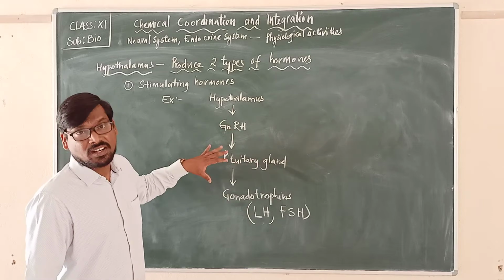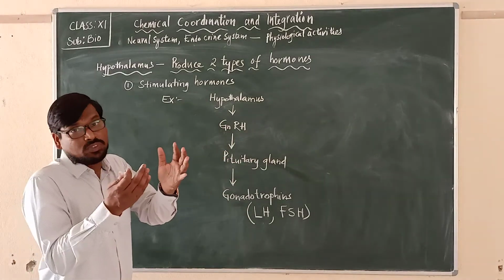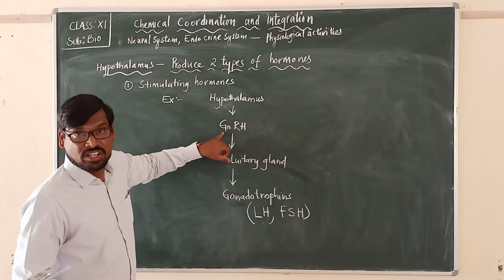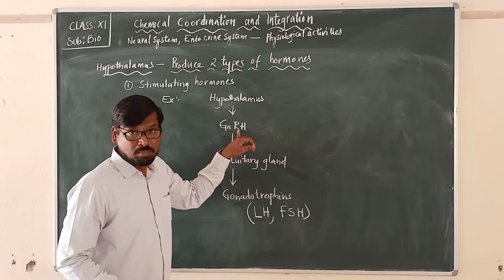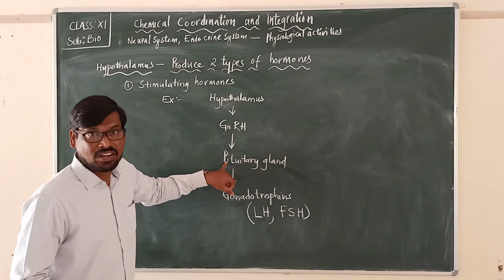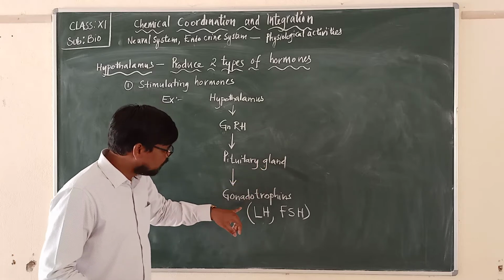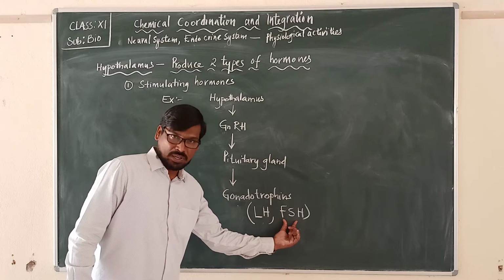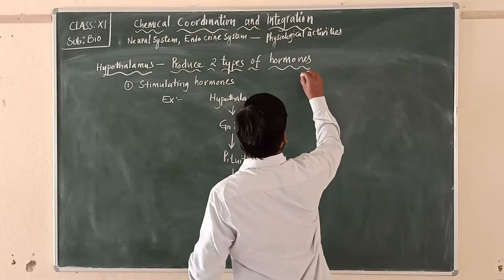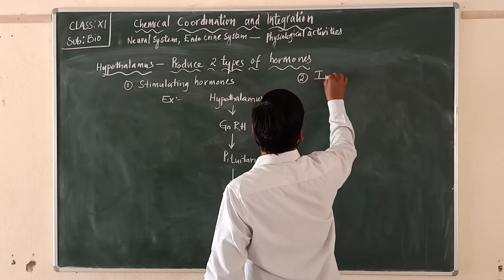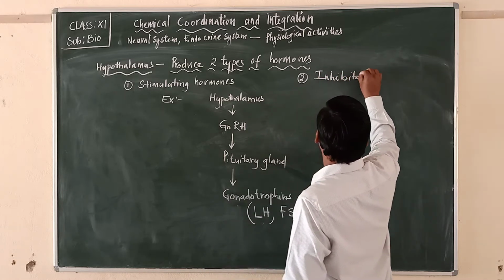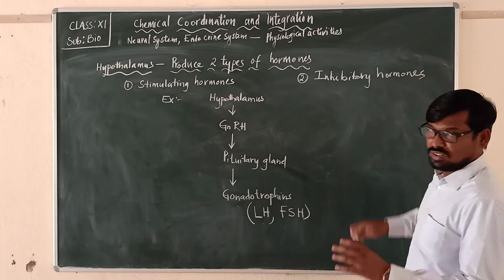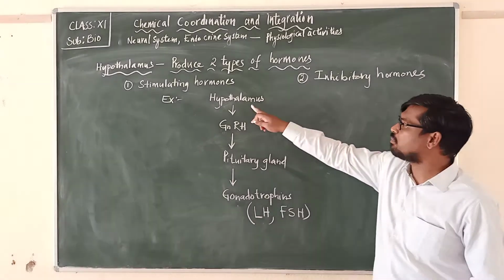So what we are trying to understand is that this is the first group of hormones, called stimulating hormones. The hypothalamus releases gonadotropin releasing hormone, which will go and stimulate or activate the pituitary gland to produce gonadotropins, such as luteinizing hormone and follicle stimulating hormone. And there is another group called inhibitory hormones. This is the second group of hormones that are produced from the hypothalamus.